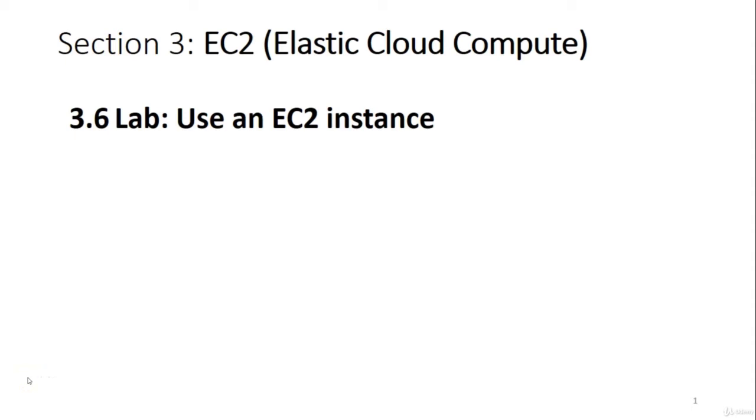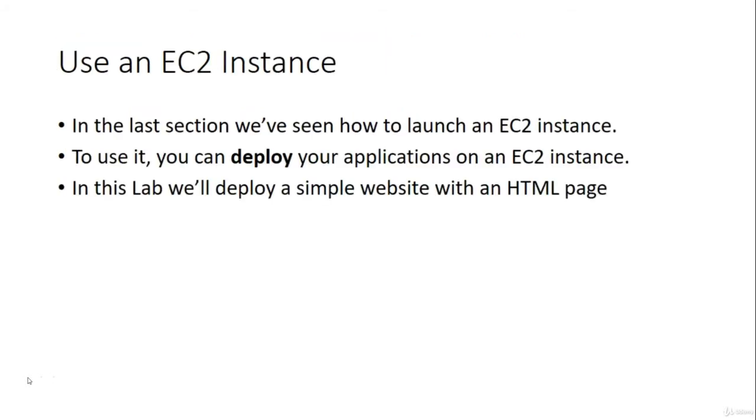Hello and welcome to the 6th lecture of section 3, Use an EC2 Instance, and it's a lab. In the last section we have seen how to launch an EC2 instance. Basically we launched an instance with Windows Server 2016. To use it, you can deploy your application on the EC2 instance. In this lab, we will deploy a simple website with an HTML page.